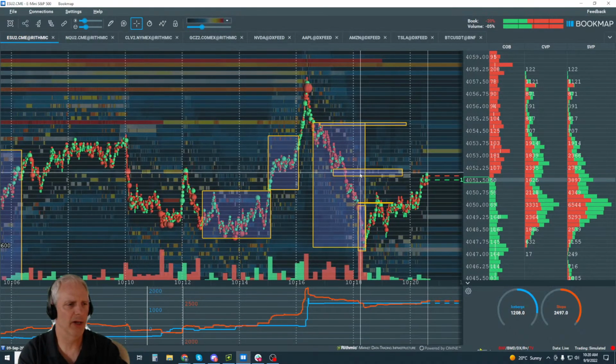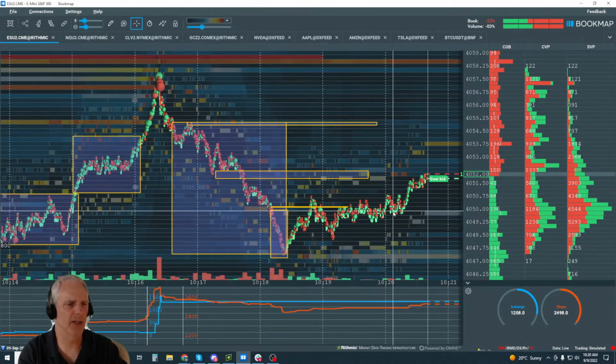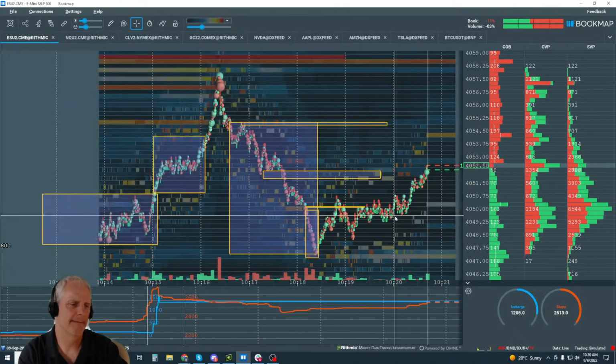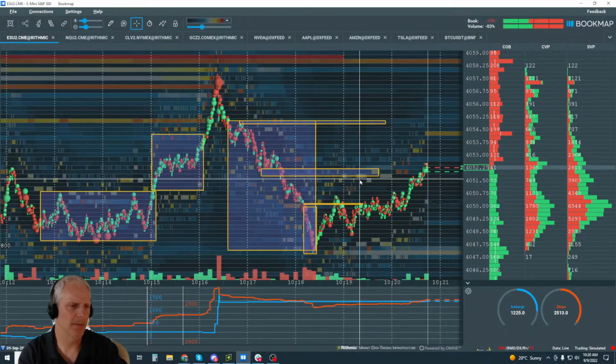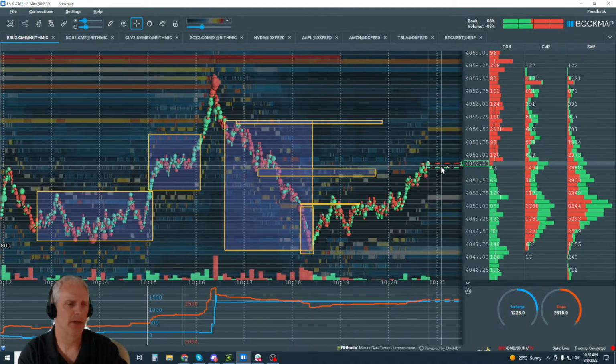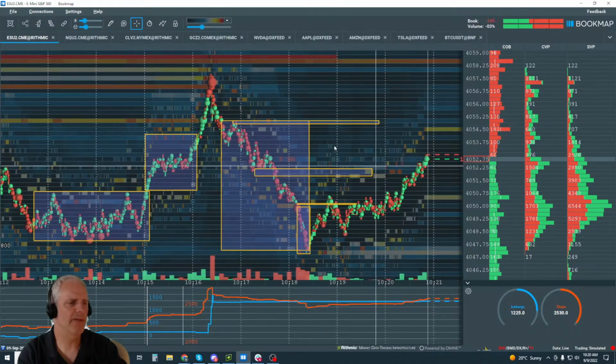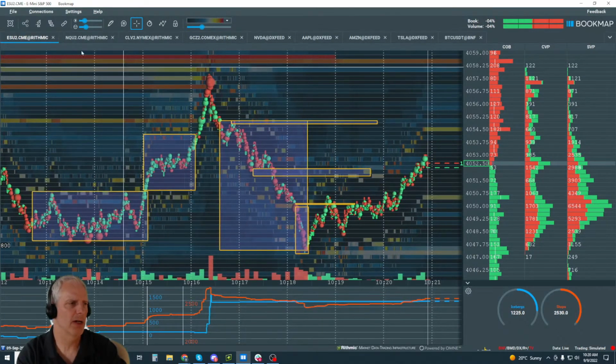Okay, so now we get our pullback up to here. All right, so now I need to see sellers come in again, if that's going to be a pullback here. It is a low volume pullback. Look at the selling compared to the buying. Okay, look at the size of the dots.